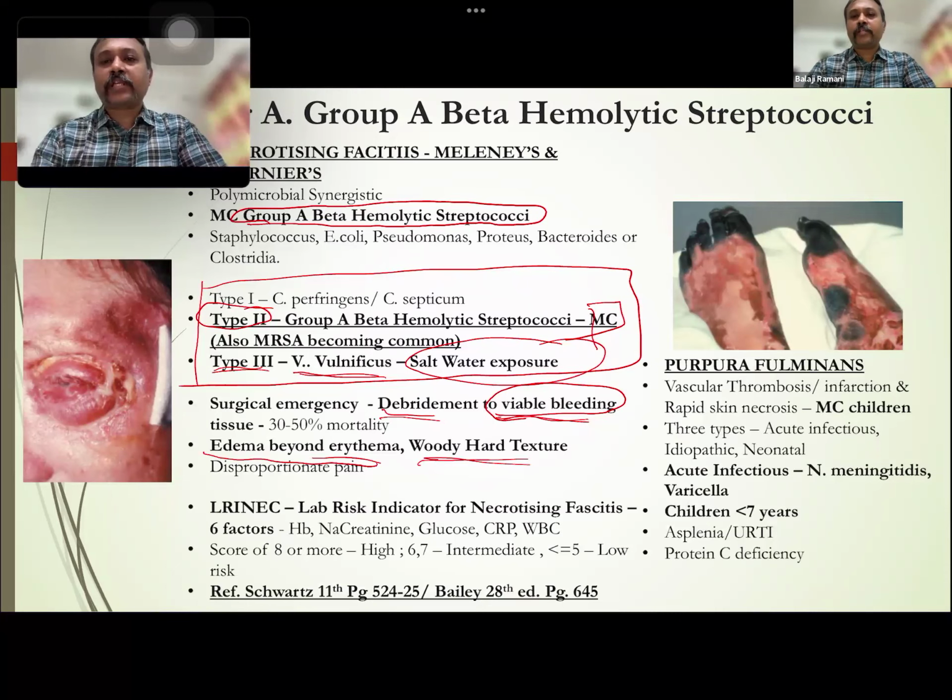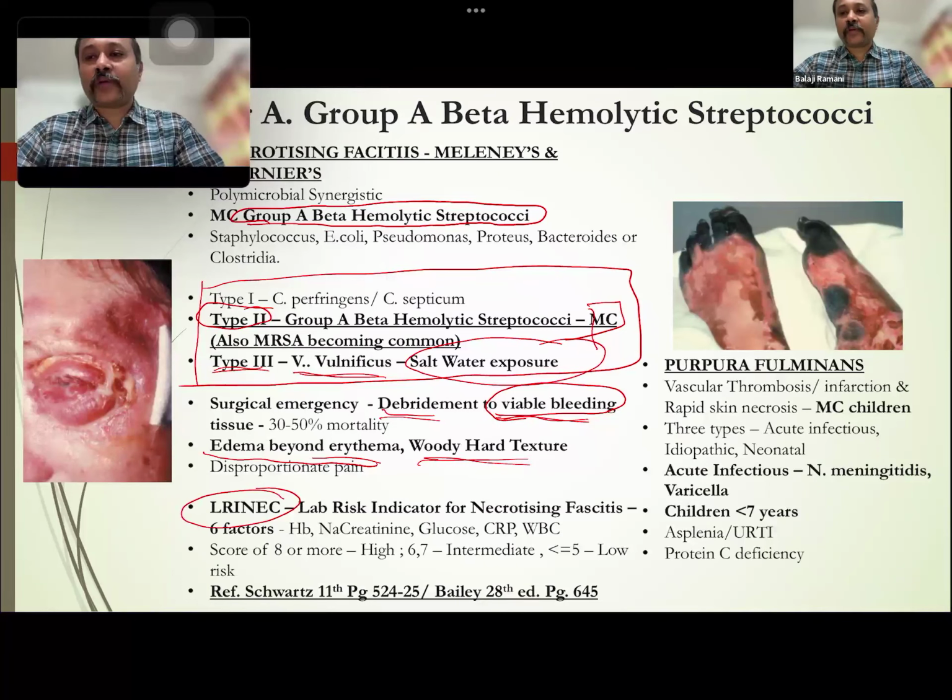And there's a lab risk indicator for necrotizing fasciitis, called the LRINEC criteria. Various factors are used in that. May not be significant. I will just put it up here as given in the book. Purpura fulminans. Now remember, skin lesions are something that can come easily as image-based questions. A lot of IBQs will come, and that is why the entire presentation will have a lot of pictures, mostly from Bailey, also from Sebastian and Schwartz.